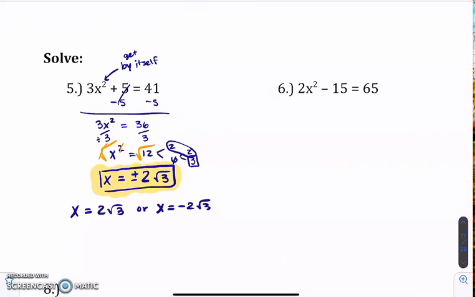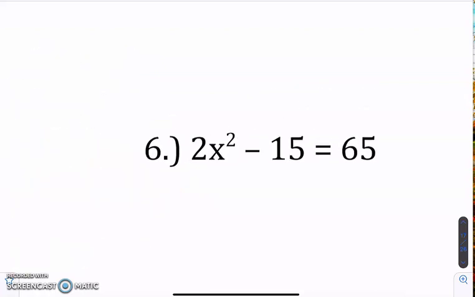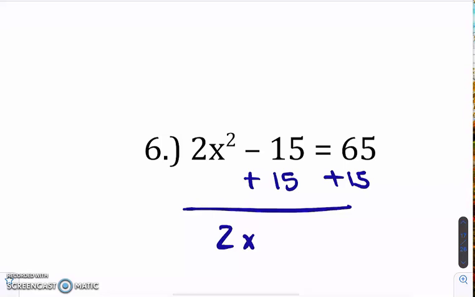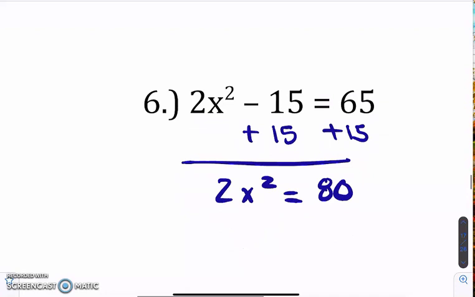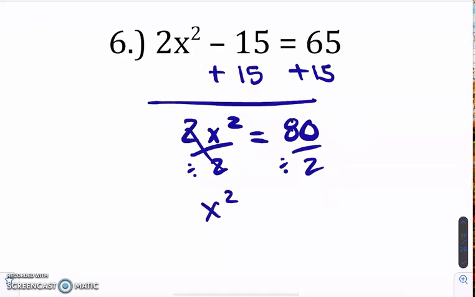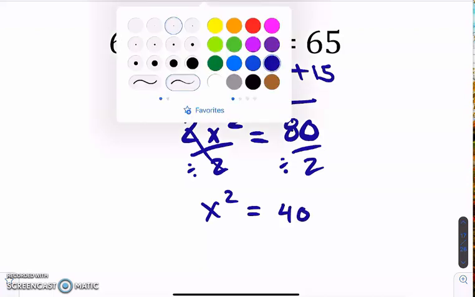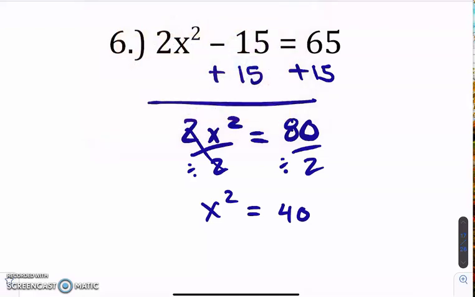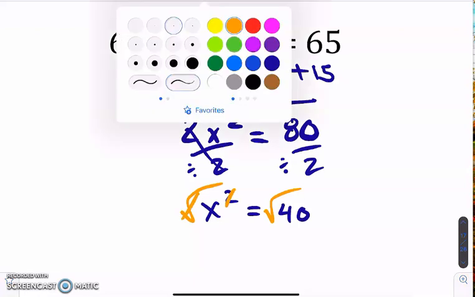So for number 6, same thing. Get the x squared, so we need to move the 15 and the 2. So minus 15, we will add the 15 over. 2x squared equals 80. We still have the 2 with that x squared, so it's times. We need to divide both sides by 2. We get x squared equals 40. Okay, so at this point you have the x squared term by itself, so we will take the square root of both sides. That undoes the squared power. Roots and powers undo each other.